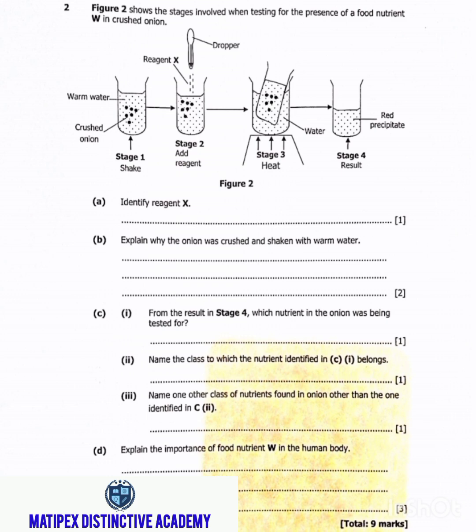Question C, Roman numeral 2. Name the class to which the nutrient identified in C, Roman numeral 1 belongs. So glucose belongs to which nutrient? Glucose belongs to carbohydrates. And we know carbohydrates are in three categories: monosaccharides, disaccharides, and polysaccharides. Glucose is an example of a monosaccharide.